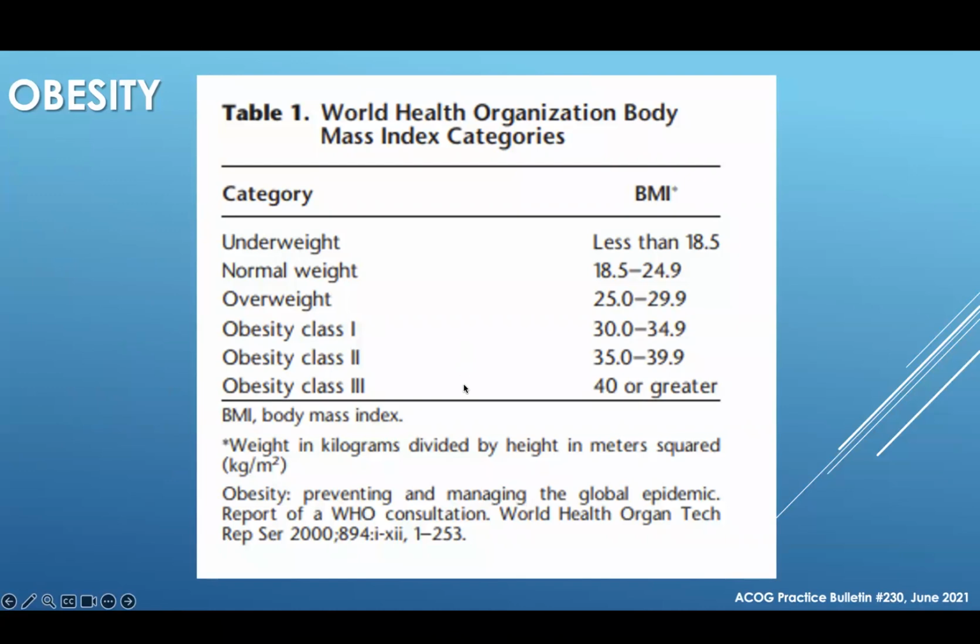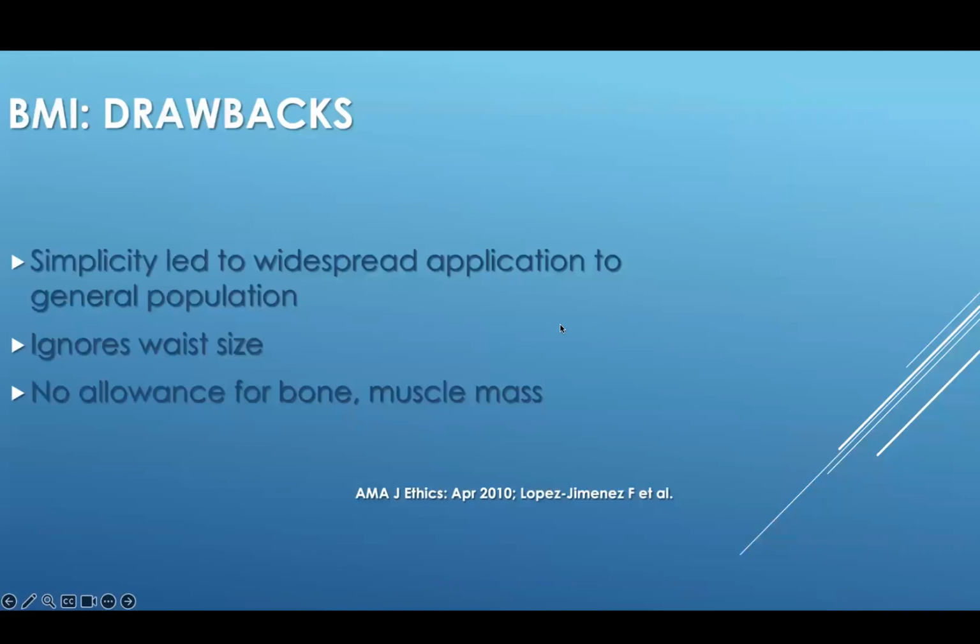So this is the World Health Organization categorization, has been in use really since the mid-1980s. We went over this last time, and all of us know this. Class 3 obesity is categorized as morbid obesity by our insurance coders, and 50 or greater is classified as super obesity.